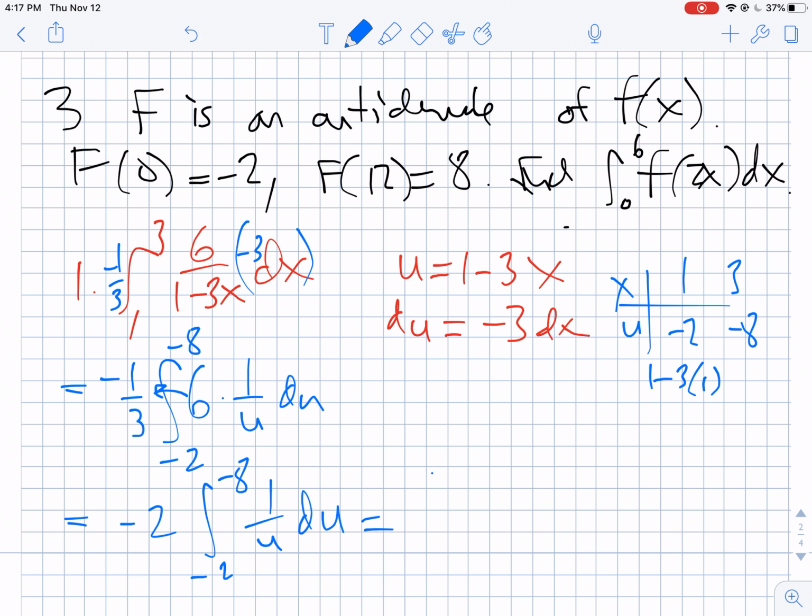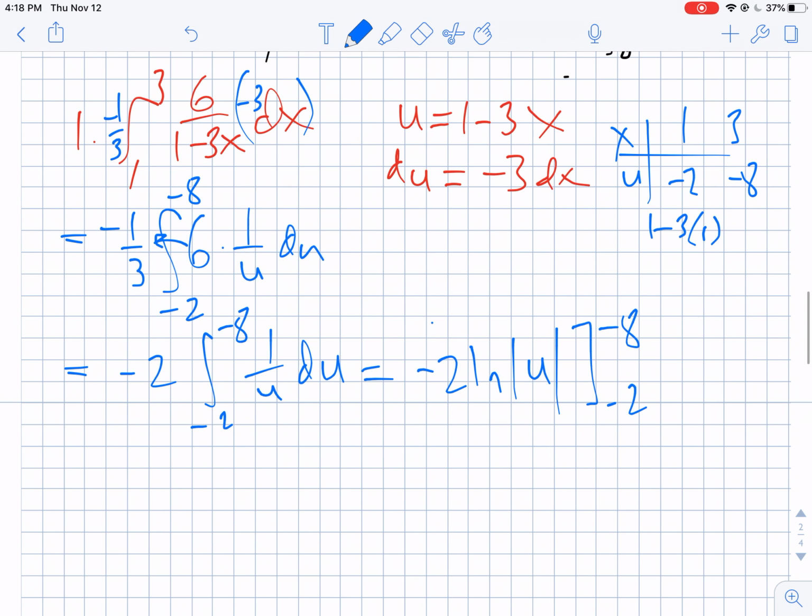So what that's going to do when you integrate 1 over u, you're going to get ln of u, going from -2 to -8. So what we'll end up doing is getting -2 times ln of 8. Remember, the absolute value is going to make it positive, minus -2 times ln of 2. Okay, cool. So that's the strategy on that problem.